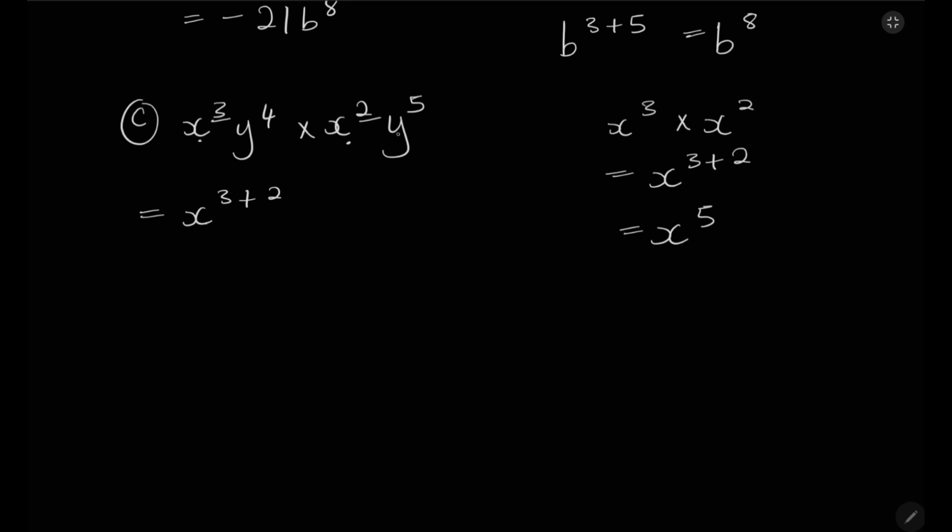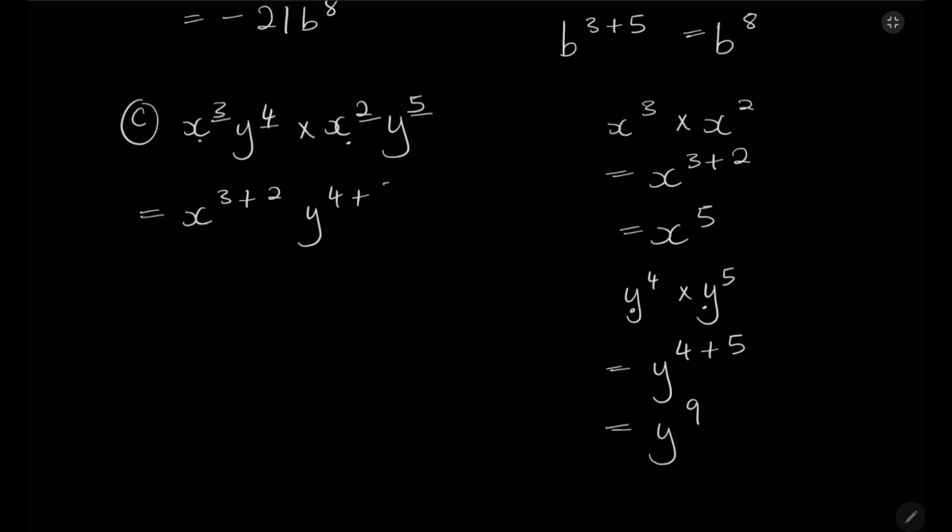Now let's move to the y. We have y to the power 4 times y to the power 5. You can write this on the side so that it's less confusing. Do you have the same base? Yes, y and y. So this will be y. You have 4 and 5. So 4 plus 5, which is y to the power 9. So you write down our y here, 4 and 5.